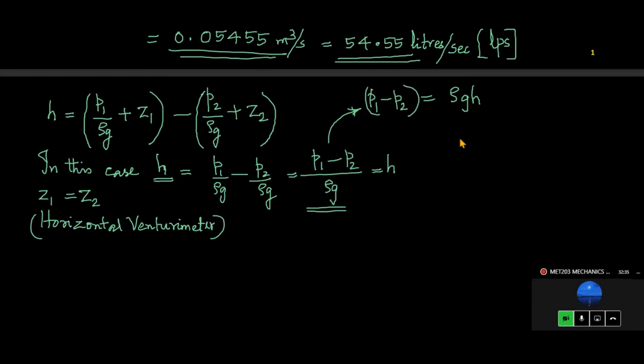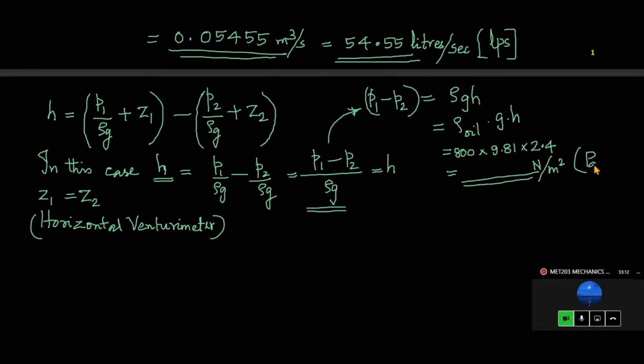So if you want to calculate that, then here obviously rho of the oil, then into g into the h meters of oil. So rho of the oil, what is that? 800 kilogram per meter cube into 9.81 into h, you got 2.4 meters of oil, small h. So if you calculate this, you get a value, but that will be in Pascal or Newton per meter square. Okay, that will be in Pascal.